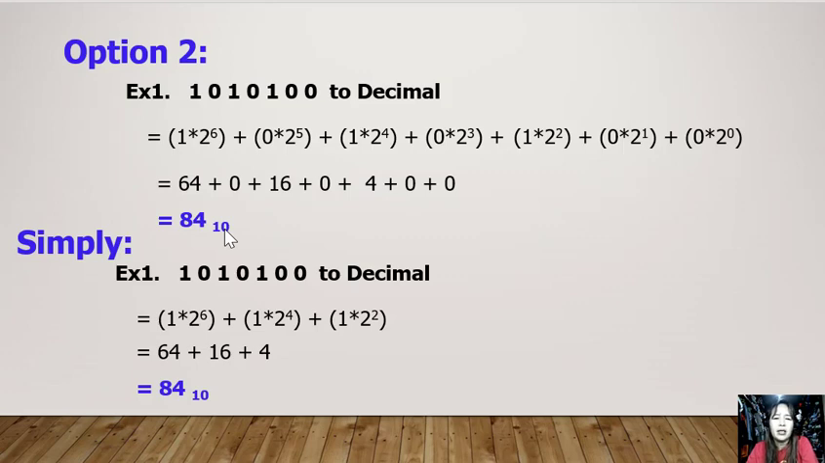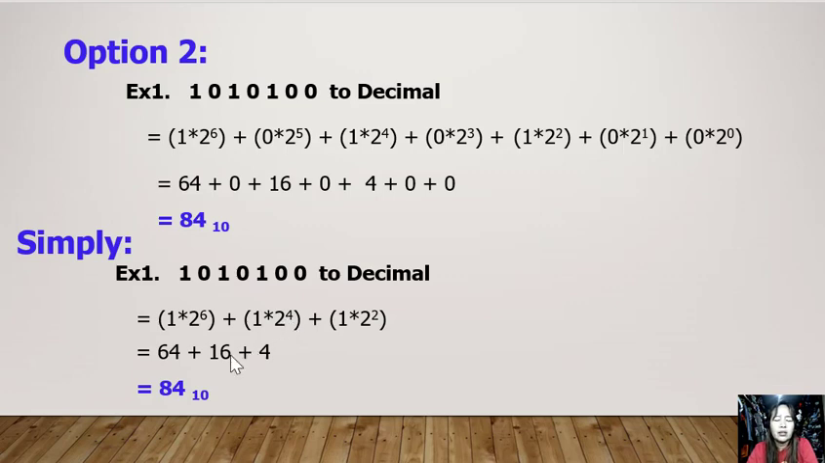Now, simply speaking, if you only look at the positions of the number ones, you will still get the same answer. So look at the first one here on the leftmost side of your problem. That is at position number 6. So 0, 1, 2, 3, 4, 5, 6. So that's 1 times 2 to the power of 6, that's equivalent to 64. The next number 1 is at position number 4. So 0, 1, 2, 3, 4. So that explains why it's 1 times 2 to the power of 4, which is equivalent to 16.